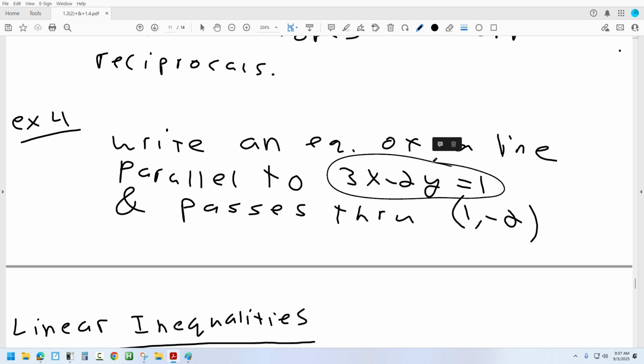So we would have negative 2y equals, we're going to subtract the 3x to the other side. So negative 2y equals negative 3x plus 1.